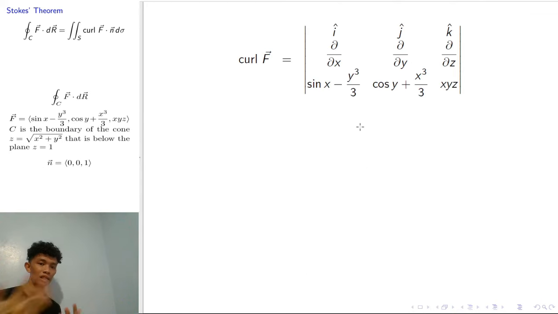We also need the curl of your vector field f. So we compute the curl as given by this. The first component will be the partial derivative of xyz with respect to y, which is xz, minus the partial derivative of this with respect to z, which is 0. So you get xz for the first component.